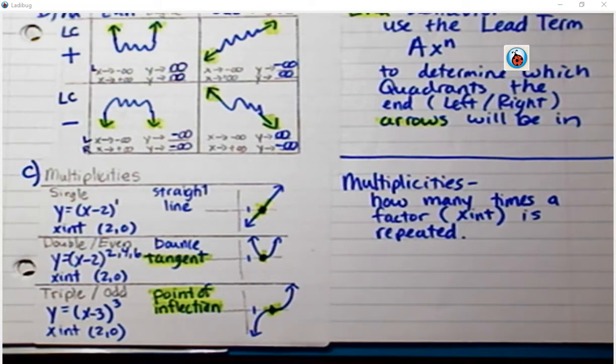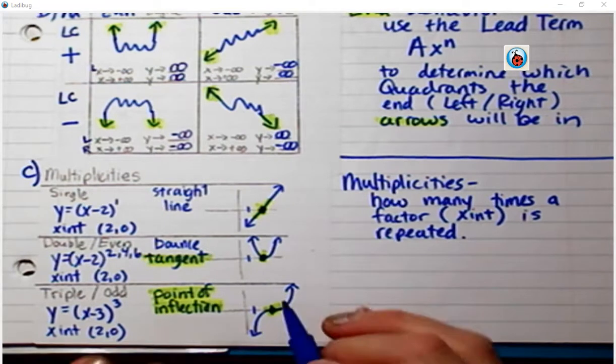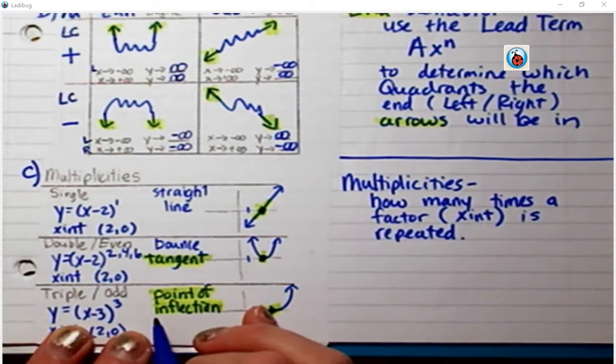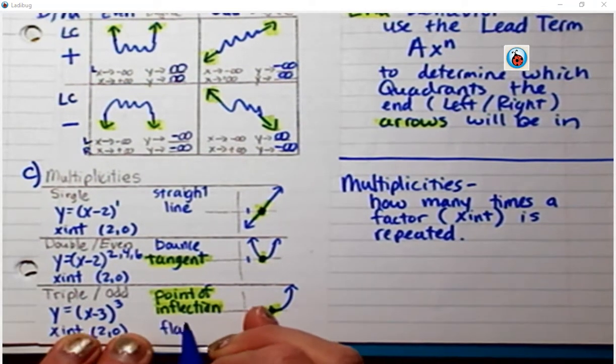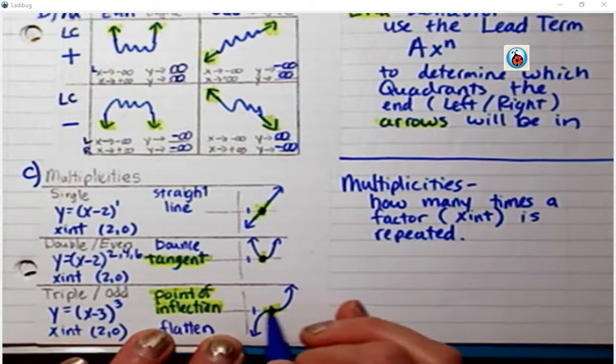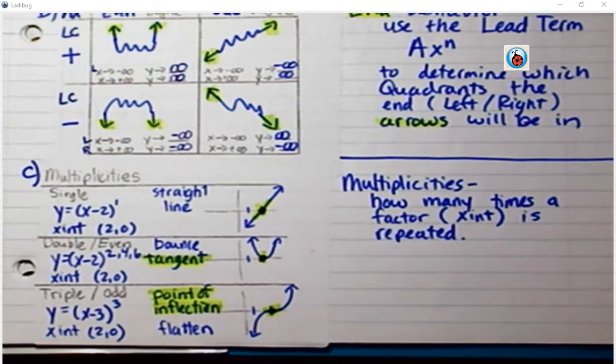So it has to go from curved down to curved up. Now it kind of looks like it flattens. It kind of looks like it flattens right through that x-intercept. And it does. And then it goes back up.